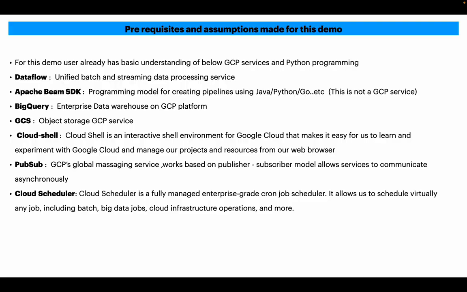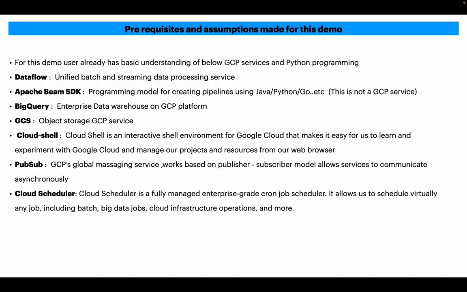GCS is an object storage service available in GCP. You can store any kind of data, like structured, unstructured or semi-structured. Cloud Shell is an interactive shell environment for Google Cloud Platform. It comes with some pre-installed software, and you can interact with any other GCP services through the CLI using Cloud Shell.